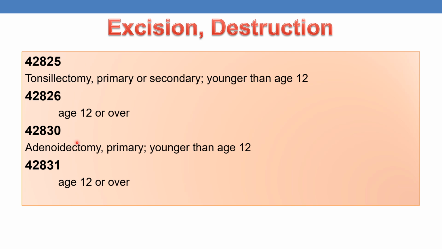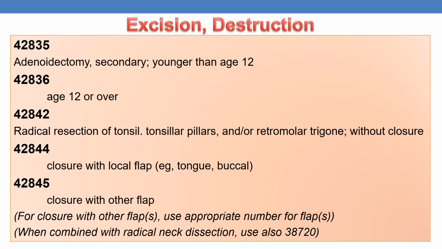The next is 42830. It deals with adenoidectomy primary younger than age 12 years. And for primary adenoidectomy, if the patient is 12 years or older, the CPT is 42831. Next, 42836. It deals with adenoidectomy secondary younger than age 12. And for adenoidectomy secondary age 12 or over, the CPT is 42836.